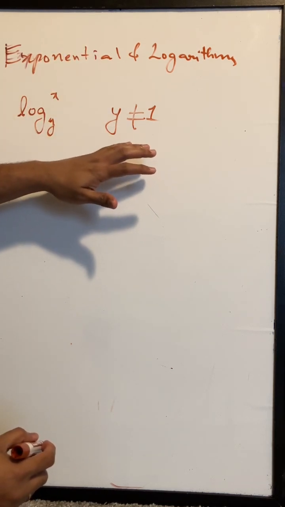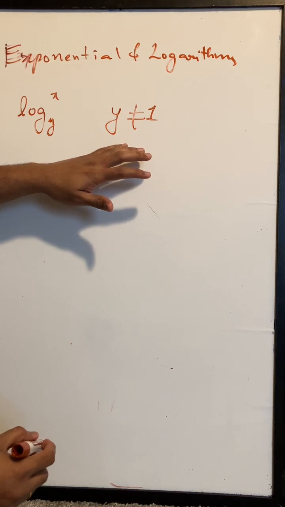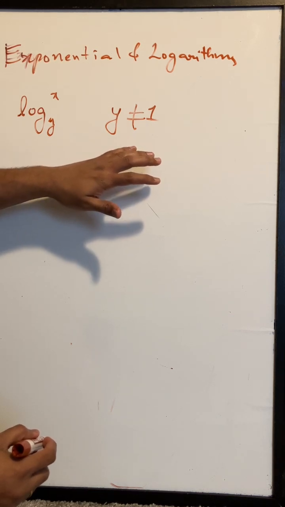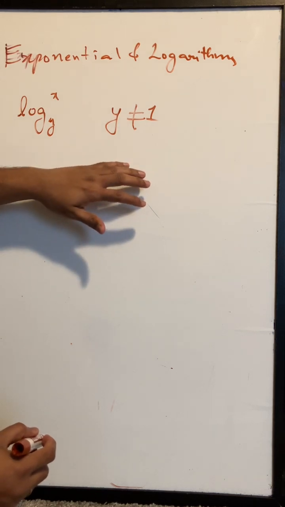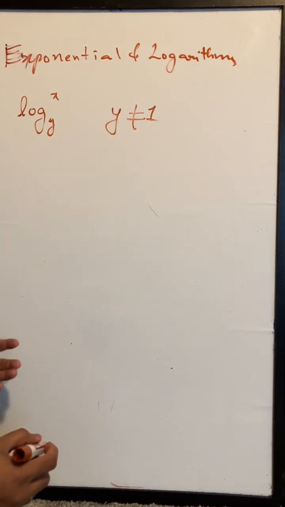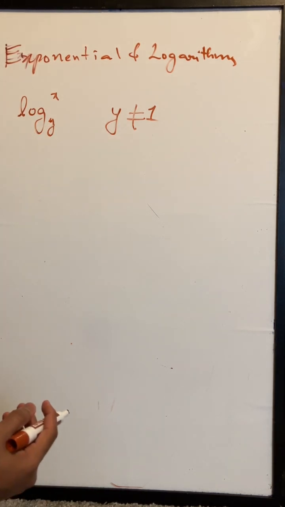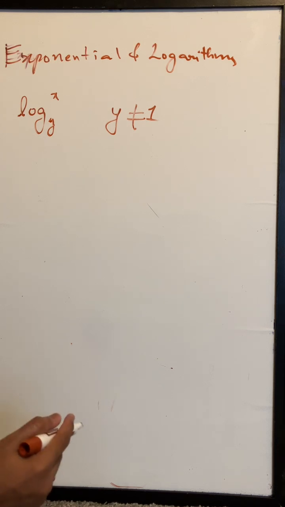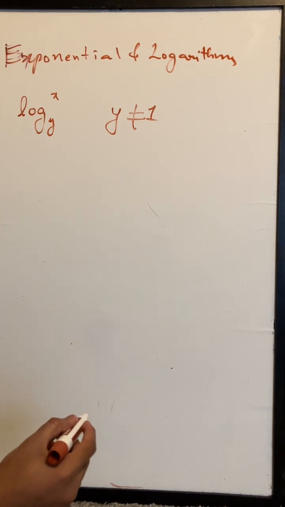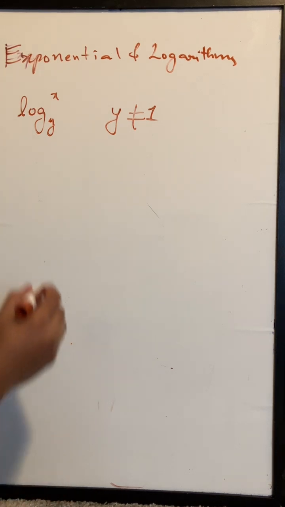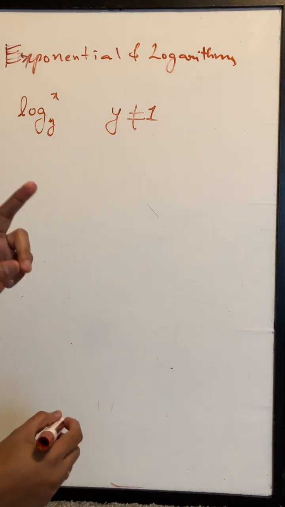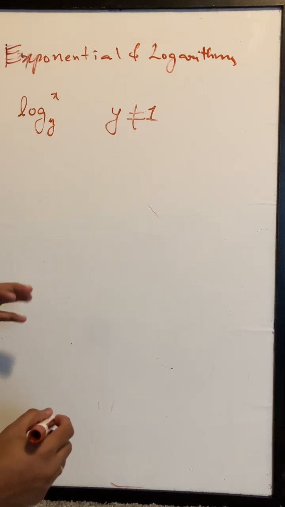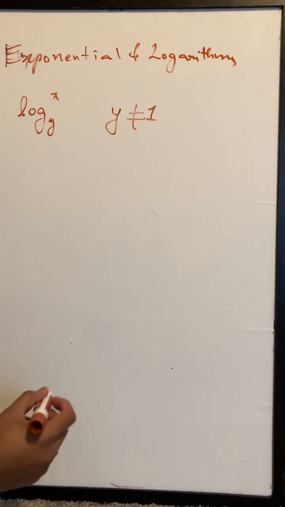Why are we writing this? There should be some meaning for this, right? When we say log x base y and y not equal to 1, what happens when y equal to 1? Let's look at this. It is very simple to understand why we are writing it like that. I will explain in two methods, so we can figure out why it can't be 1.